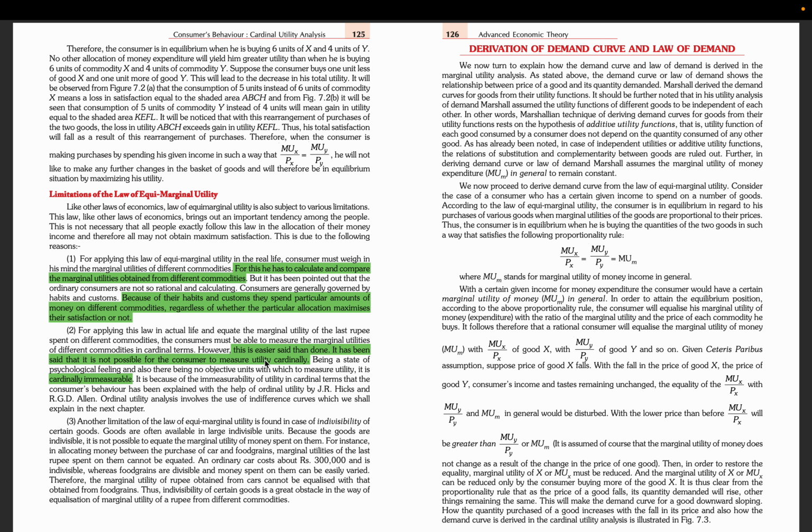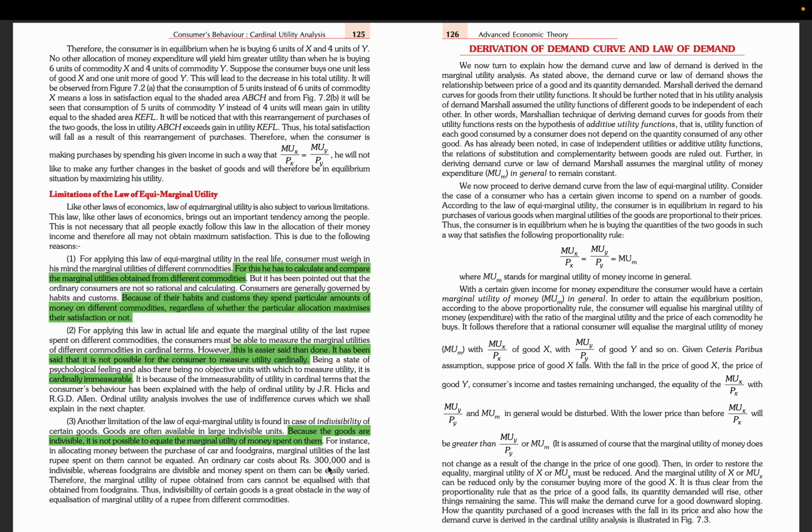Another limitation of the law of equimarginal utility is found in the case of indivisibility of certain goods. Goods are often available in large indivisible units. Because the goods are indivisible, it is not possible to equate the marginal utility of money spent on them. For instance, in allocating money between the purchase of a car and food grains, the marginal utility of the last rupee spent on them cannot be equated. You can't equate the last rupee that you're spending on both of them.